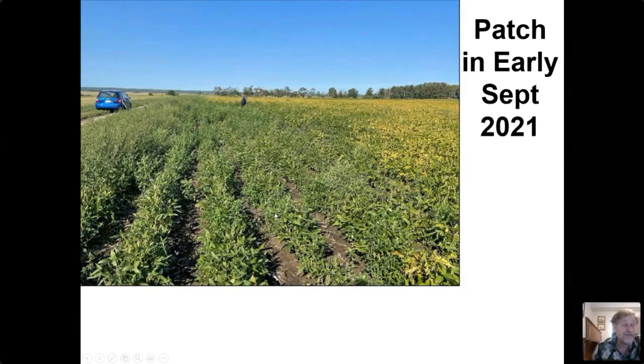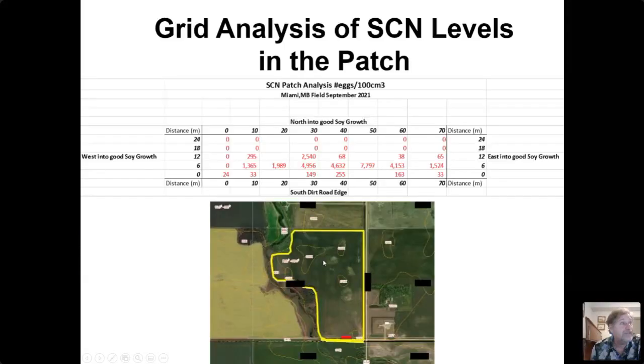So we sampled this patch, and we wanted to know, well, what you see, is it where the nematode is in this patch? And here's the grid that we sampled, 0 to 70 meters along the side of the road, and then into the field, 0 to 24 meters. And here's the edge of the gravel road, and the plants are planted right up to the edge of the gravel road. And you can see there's a hot spot of the nematode, almost 5,000 eggs per 100 cc's of soil, right in the center of that patch.